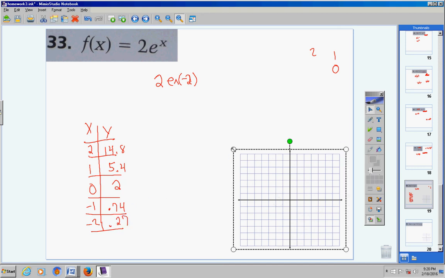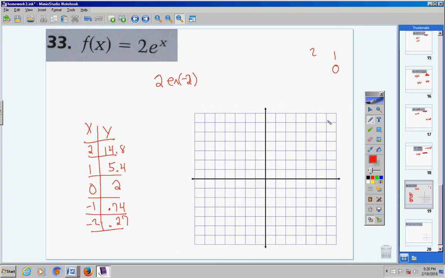Now, don't forget, every exponential function has a horizontal asymptote. Notice that there's no number being added or subtracted to this, so we can put plus 0. So your horizontal asymptote is going to be at 0. Okay, so here we go. Let's plot our points. Over 2, up 14, so that's way up here, somewhere up here. And then 1's going to be over at 5.4, so about right here. 0's going to be at 2. Negative 1 at 0.74. And then negative 2 at 0.27. Alright. So up it goes, and it gets higher and higher.